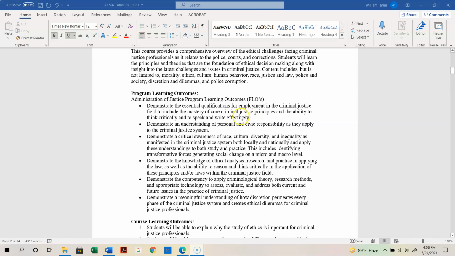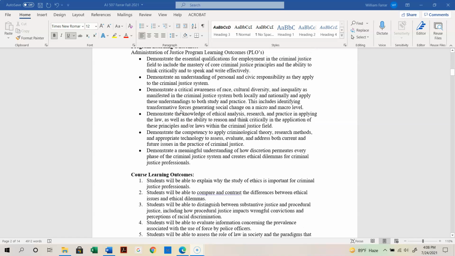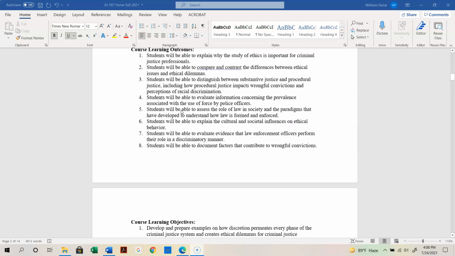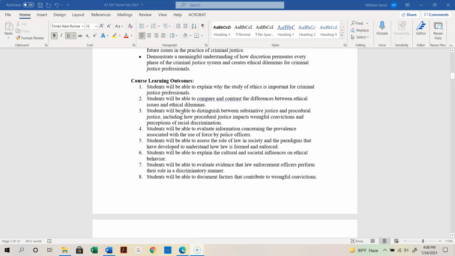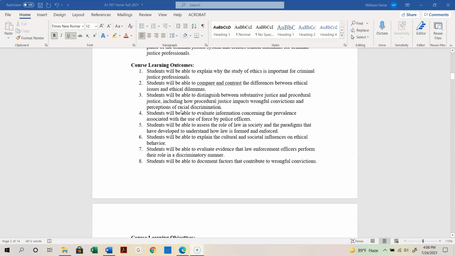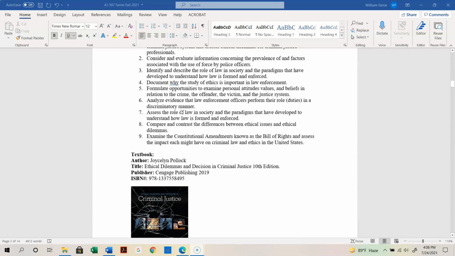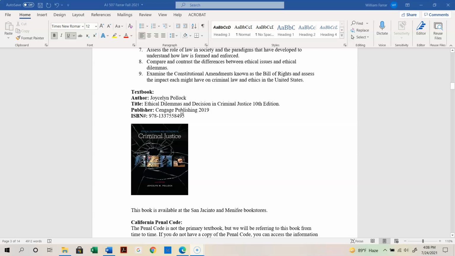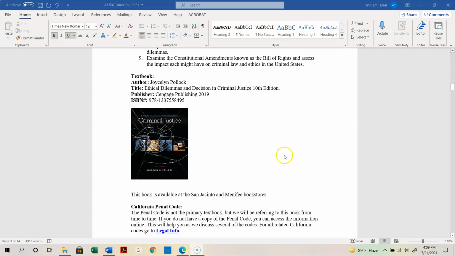Next, we have the program learning outcomes, the course learning outcomes, and the course learning objectives. I'm not going to take the time to go through each one of these individually. I will let you go through those at your leisure. I want to get to the textbook because that is definitely an important thing, right? So the title of the book is Ethical Dilemmas and Decisions in Criminal Justice. It is the 10th edition. It's a Cengage published book, and you have the ISBN number right there.